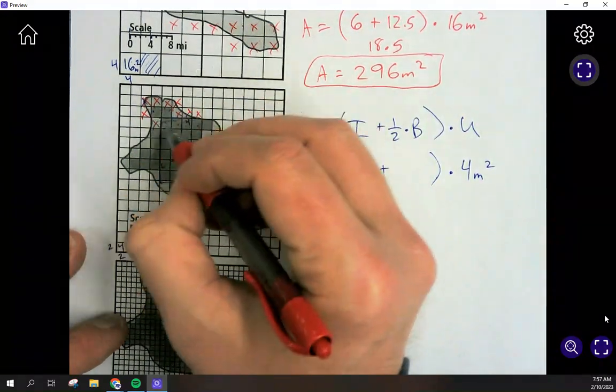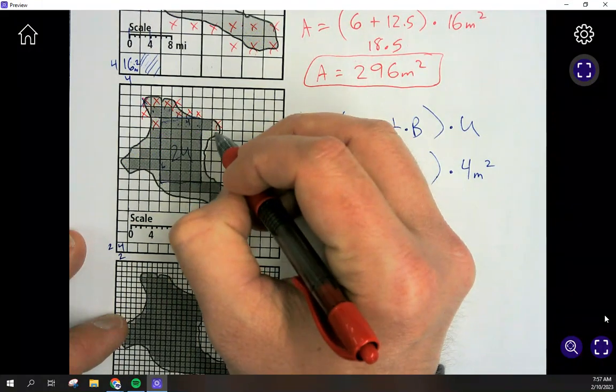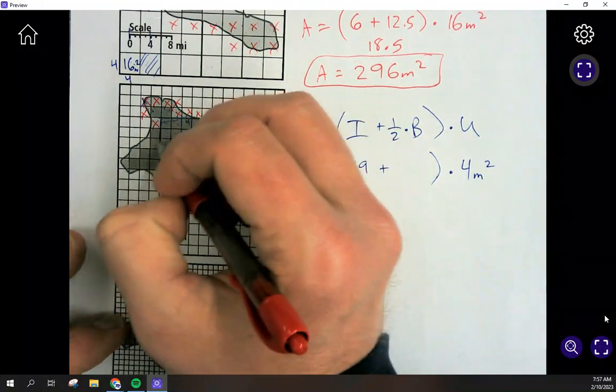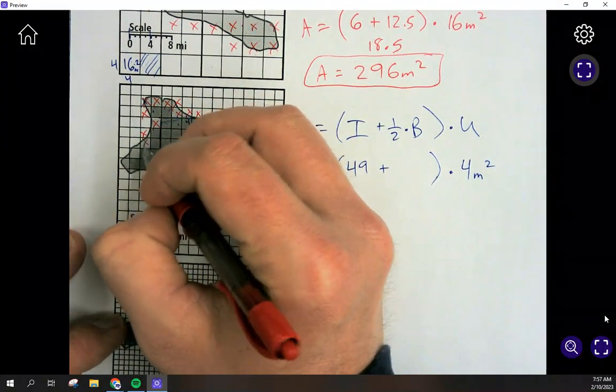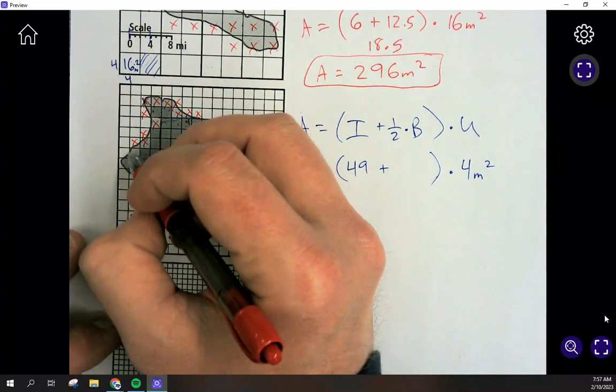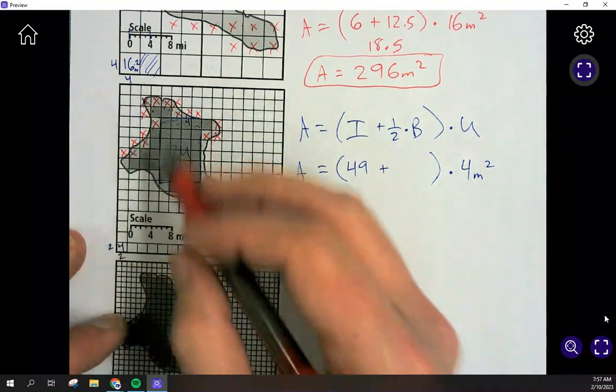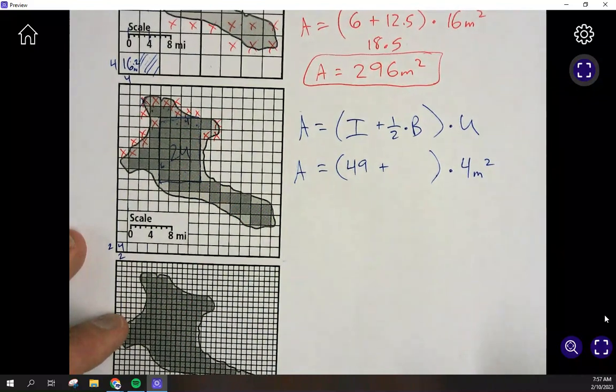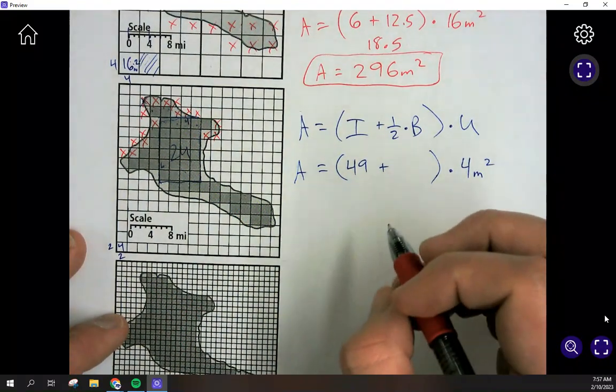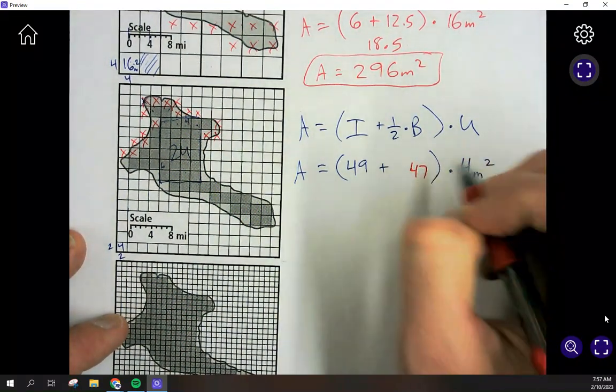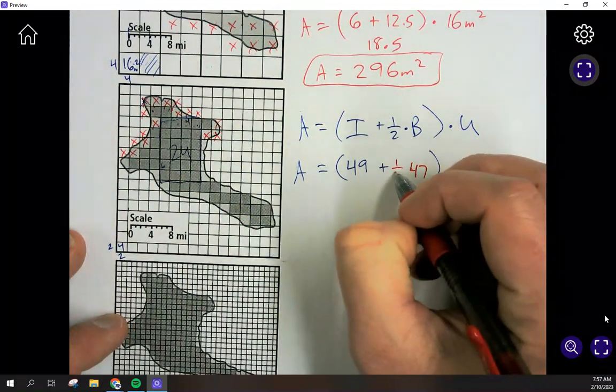I got this one straight across. I got this one, this one, this one. And so going all the way around your boundary, you got to make sure you count every box. It's easy to miss one. So you go all the way through. When I did this, I ended up with 47 when I counted them.